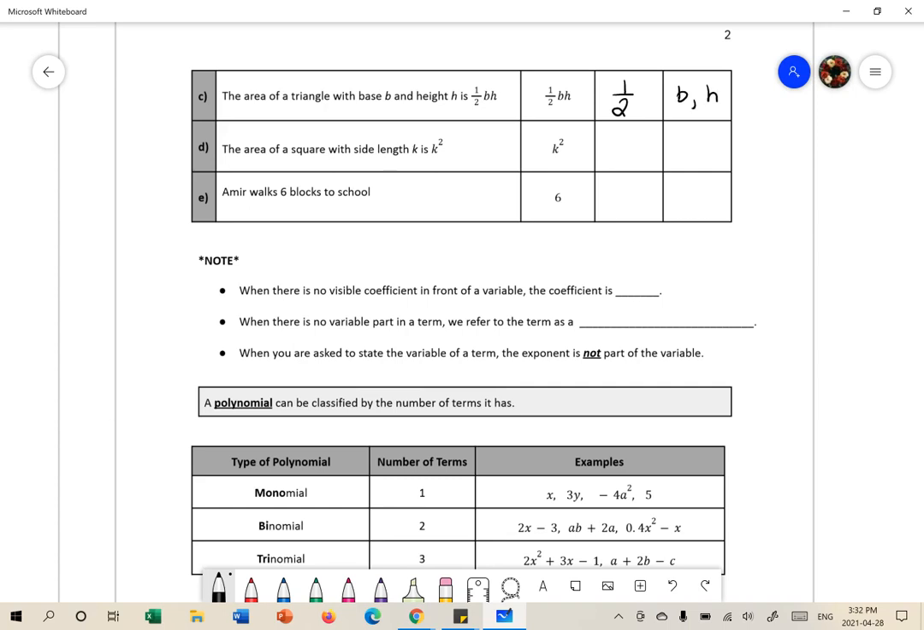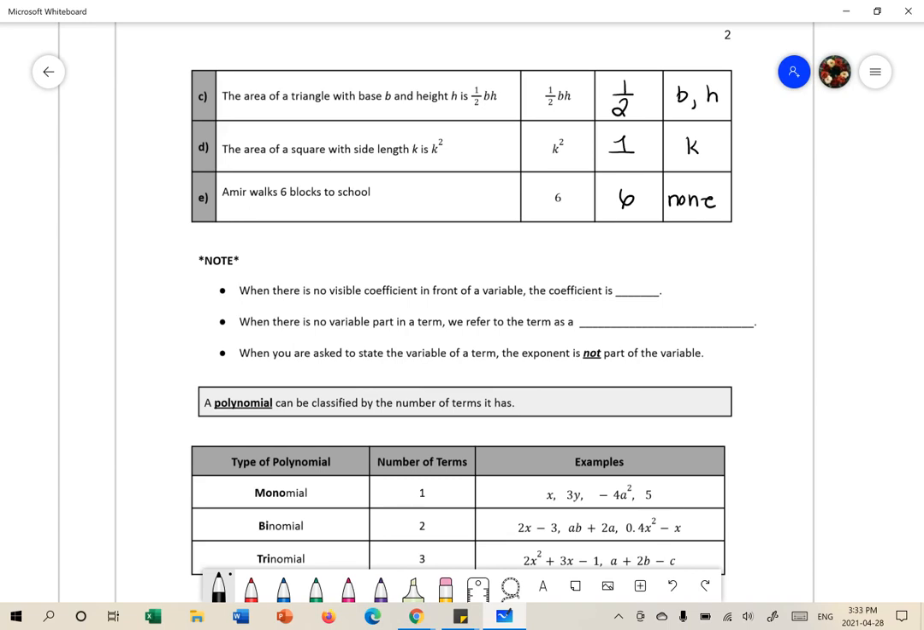D, the area of a square with side length k is k squared. The expression is k squared. The coefficient, there's an invisible 1 in front of the k squared. And we know that when the coefficient is 1, we don't include it. And the variable is k. E, Amir walks 6 blocks to school. The expression is 6. The coefficient is 6, and there are no variables.